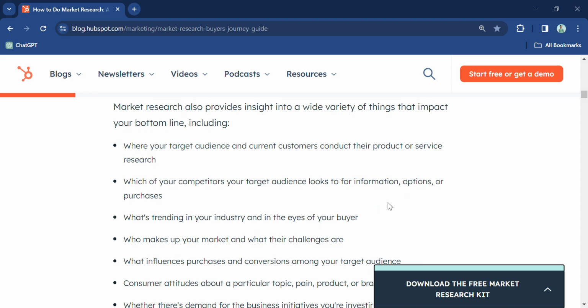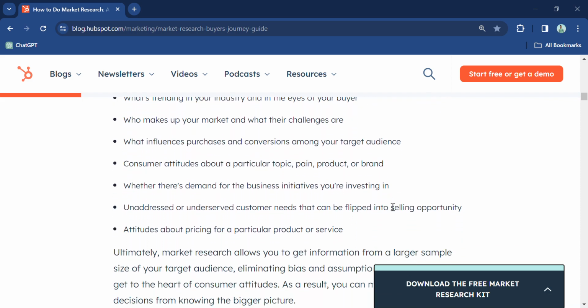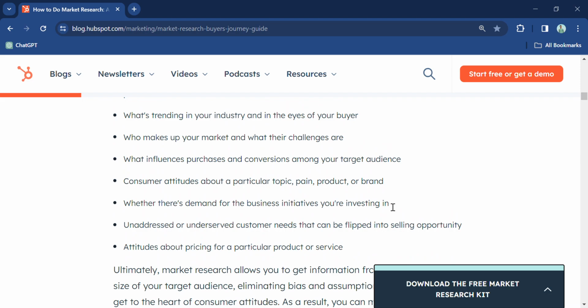Market research also provides insights into a wide variety of things that impact your bottom line, including where your target audience and current customers conduct their product or service research, which of your competitors your target audience looks to for information, options, or purchases, what's trending in your industry and in the eyes of your buyer, who makes up your market and what their challenges are, what influences purchases and conversations among your target audience, consumer attitudes about a particular topic, pain point, product, or brand, whether there is a demand for the business initiatives you are investing in, unaddressed or underserved customer needs that can be flipped into selling opportunities, and attitudes about pricing for a particular product or service.